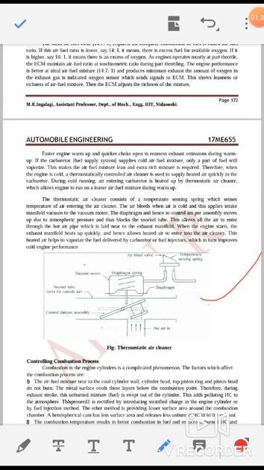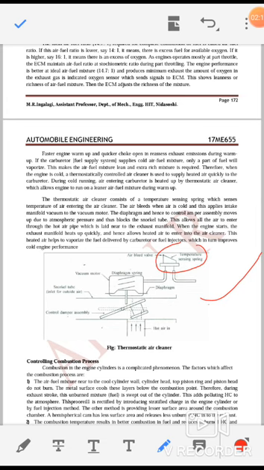This is the diagram. The thermostat air cleaner consists of a temperature sensing spring which senses the temperature of air entering the air cleaner. So here you have the temperature sensing spring. The air bleeds when the air is cold, and this applies the intake manifold vacuum to the vacuum motor, the diaphragm, and the hand control assembly moves up due to atmospheric pressure, and thus blocks the snorkel tube.